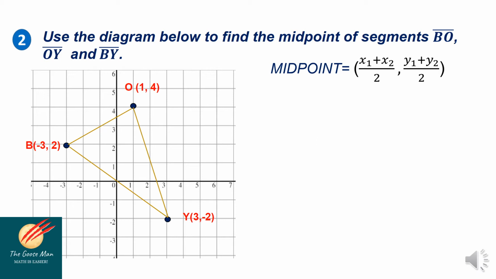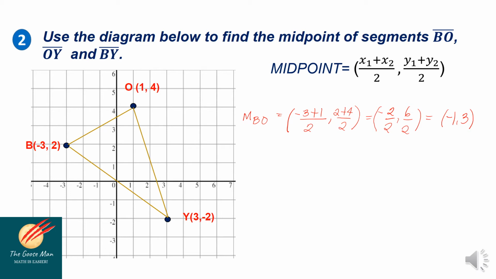Now, let's start with the midpoint of BO. In symbols, we can rewrite this as the midpoint of BO. So remember that we have negative 3 plus 1 all over 2, comma, 2 plus 4 all over 2. So we can have negative 2 all over 2, comma, 6 over 2, or this is the same as negative 1, comma, 3.